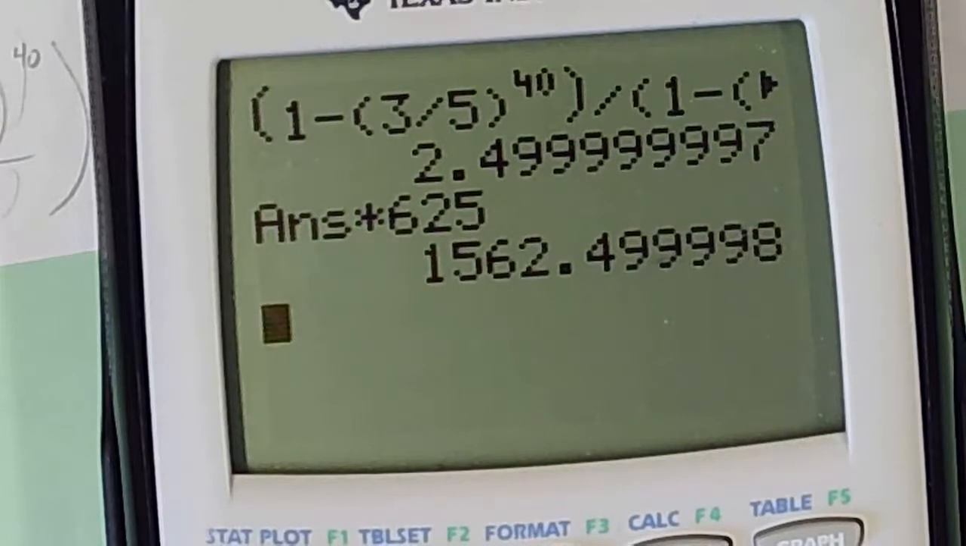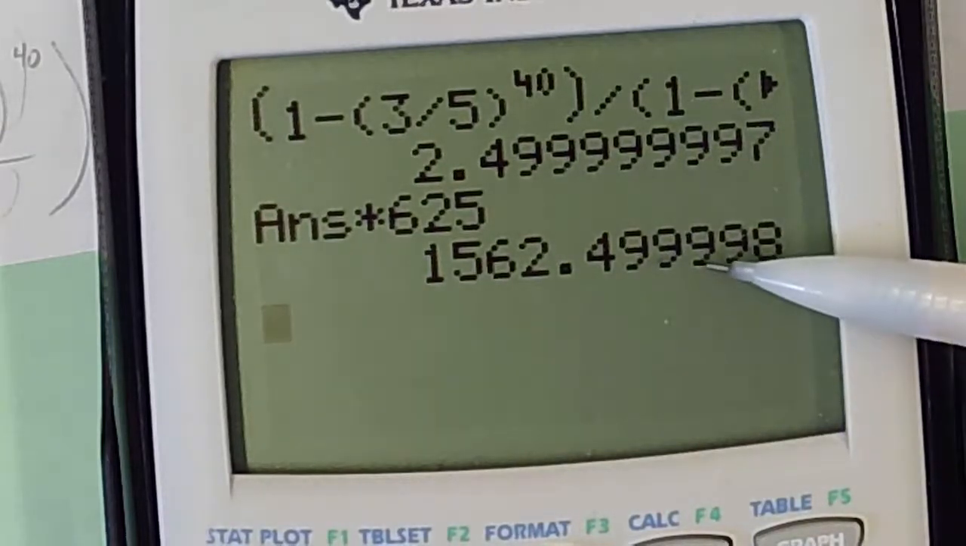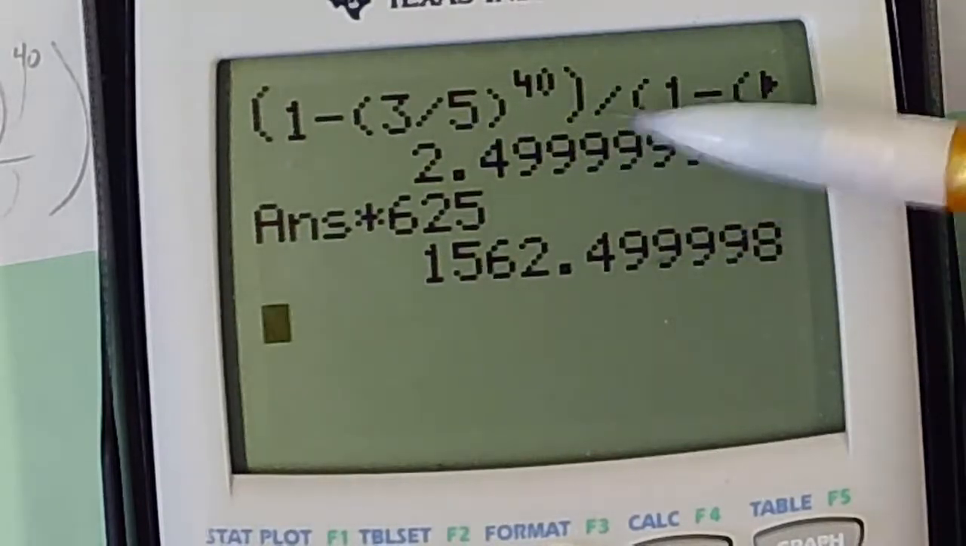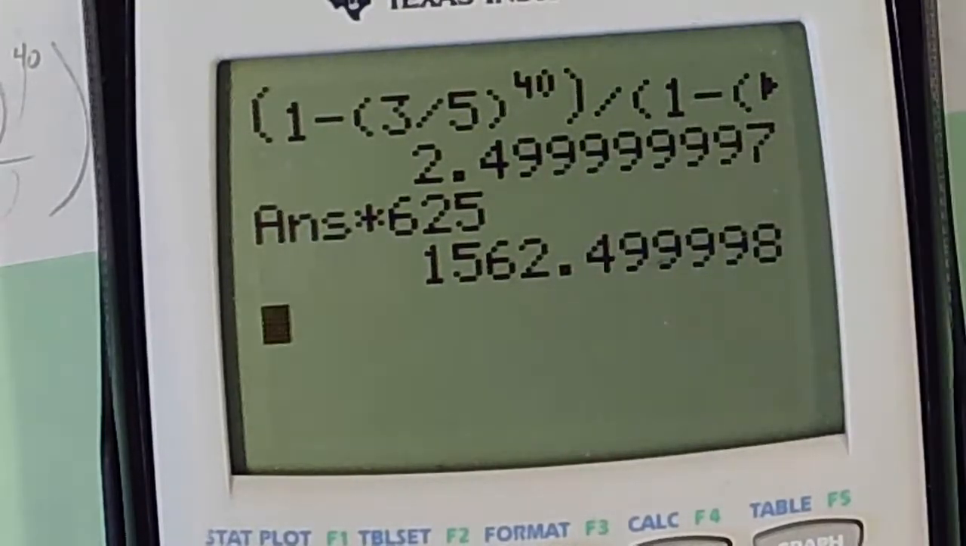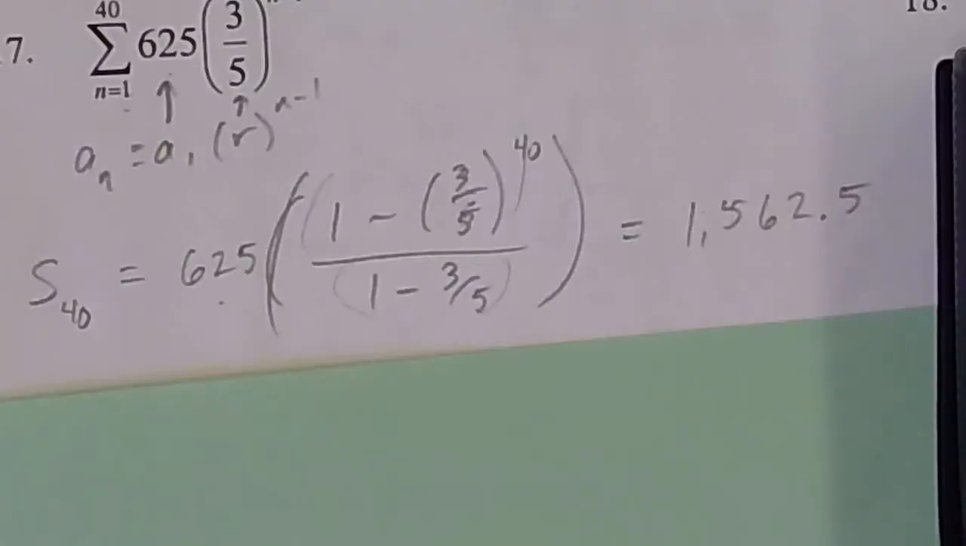Okay, so I get 1562.5 approximately. All right, so that's why we do practice problems, because it takes a little while to make sure you figure out how to punch it in the calculator correctly.